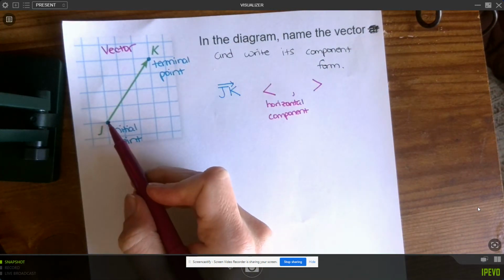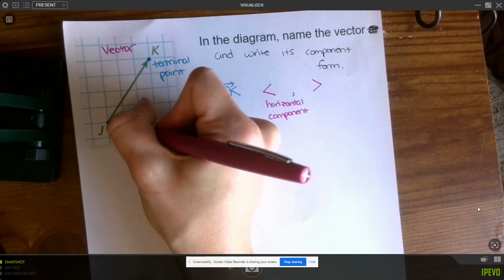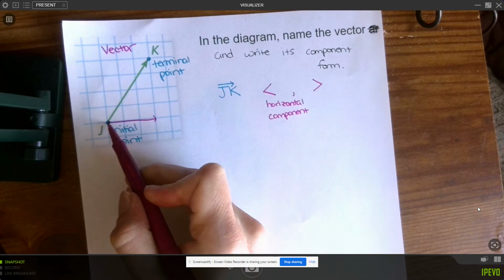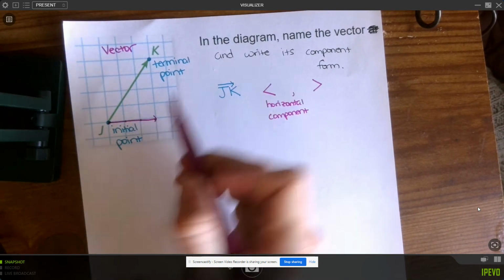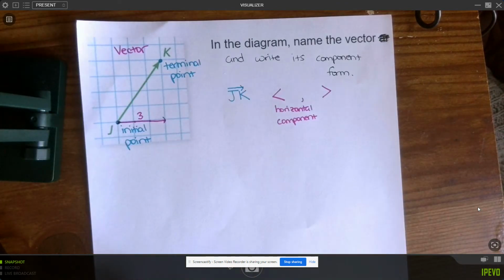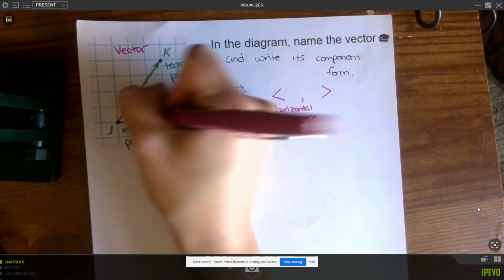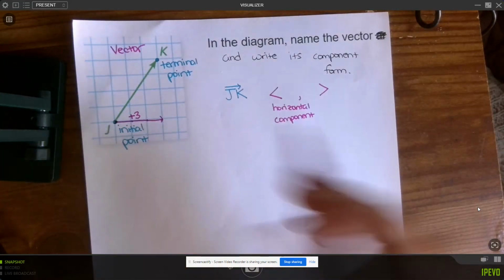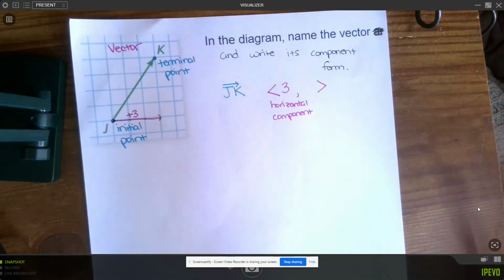So to go from point J to point K, I would have to move 1, 2, 3 units to the right. When we move right, that's always a positive horizontal component. And so the horizontal component of this vector is positive 3.